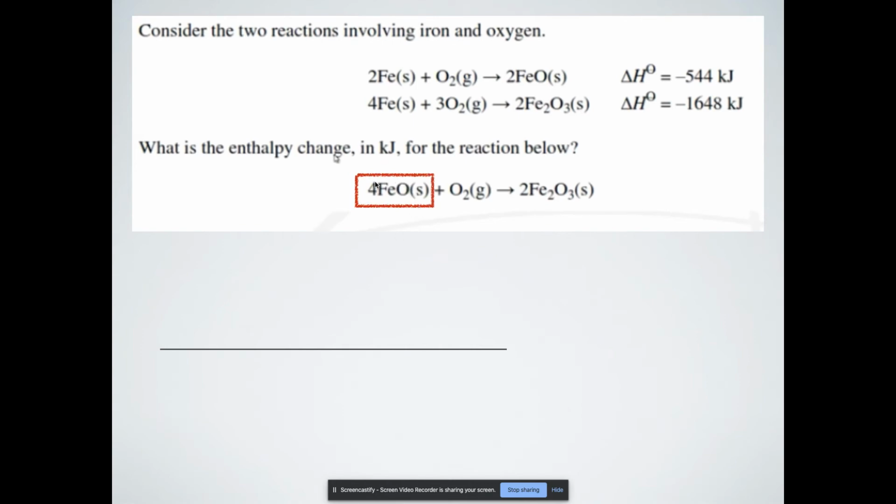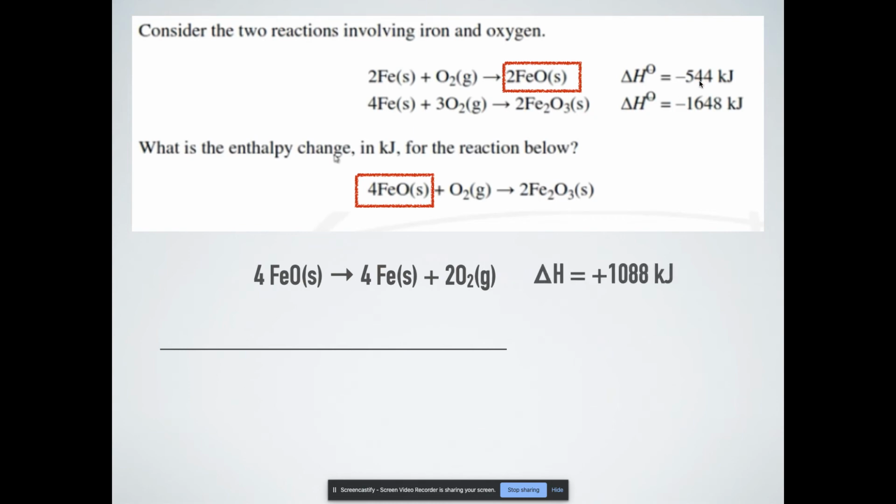So let's say we focus on iron 2 oxide. So I see iron 2 oxide here. Now notice iron 2 oxide is a product in this reaction, but it is a reactant in the reaction I want. So what I can do is I can flip this reaction so that I have this as my reactant and these as my products. Now remember, what do I do in that situation? I flip the sign of the enthalpy. So what I do is I flip everything around and then I change the sign so that it is a positive number. Now, another thing that I did is I multiplied this then by 2.